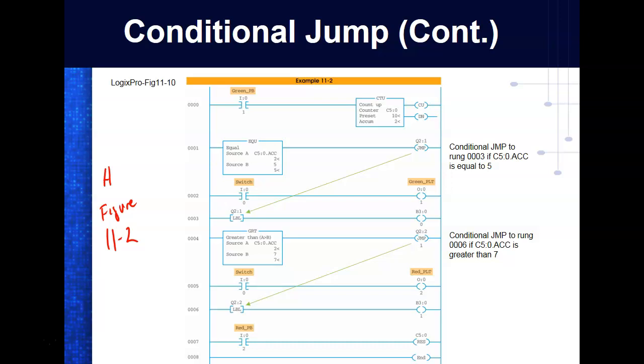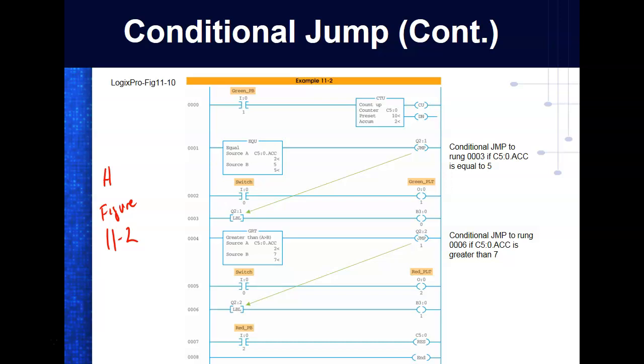When the accumulator of counter 0 equals what? So when it gets up to 5, then it'll jump over, go to this label instruction, right? So it's going to skip over rung 2 when it gets to rung 5, right?